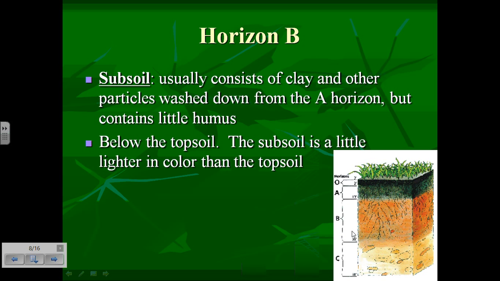Now, after that, the layer below that is Horizon B. Horizon B contains subsoil, and this usually consists of clay and other particles washed down from Horizon A, but contains little humus. So most of your nutrients are in the upper layer of Horizon A. Below the topsoil, the subsoil is a little lighter in color than the topsoil.